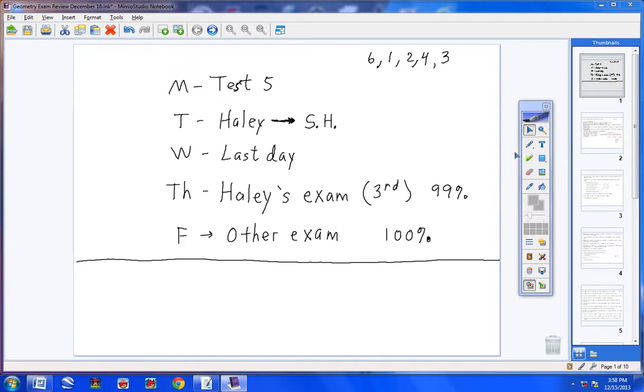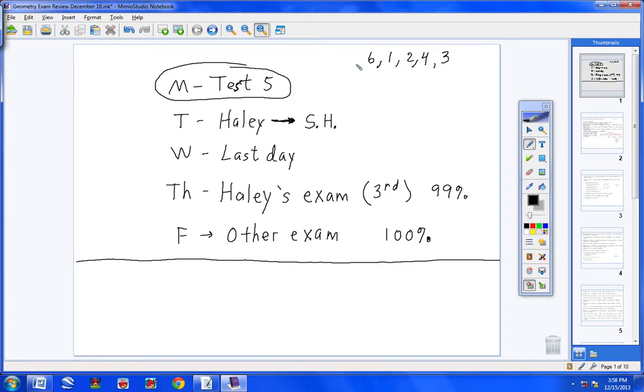If you'll glance here at the information I have written down, let me explain this. Here's a schedule of the upcoming week, starting with today. So let me explain what we're going to do this week, okay? On Monday, we're going to go over test 5, and then we'll be finished with all 6 tests.